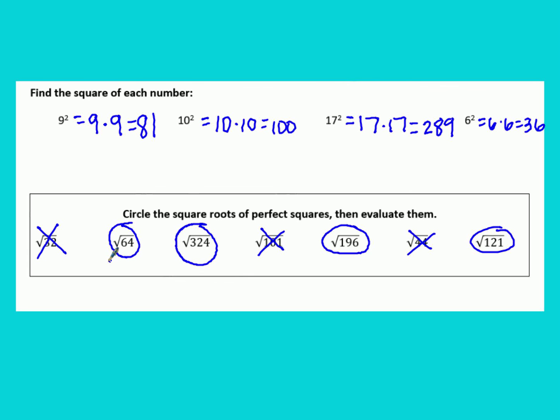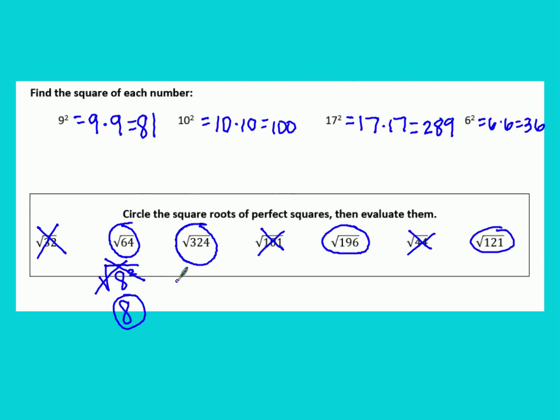All right, so hopefully you tried these on your own. The square root of 64, we have to think what number multiplies by itself to get 64. We could rewrite this as 8 squared. So the square root of 8 squared, since 8 squared is 64, the square root and the square are opposites, so our answer is 8. So the square root of 64 is 8.